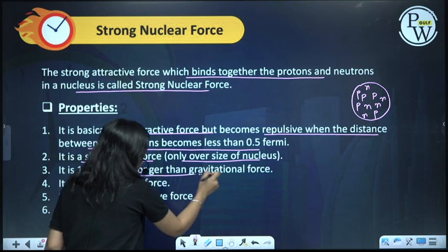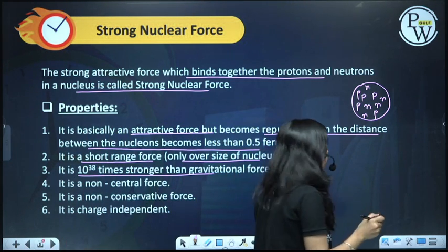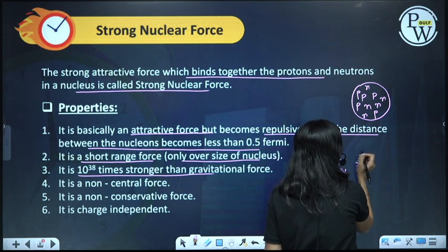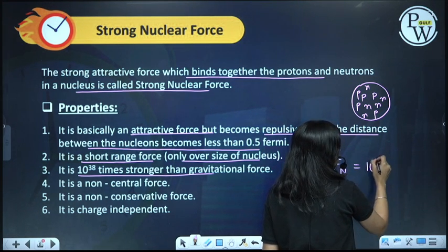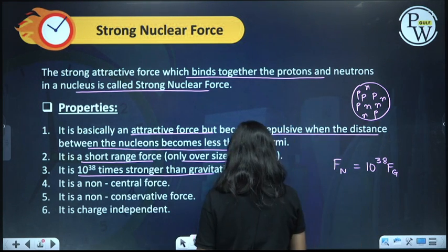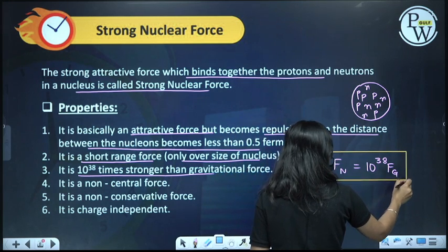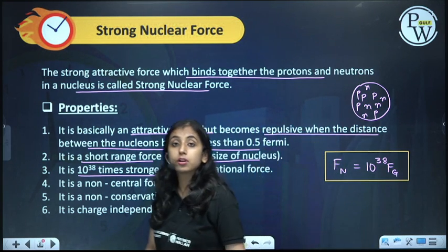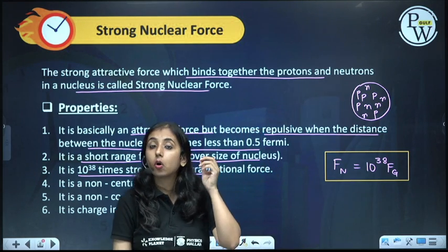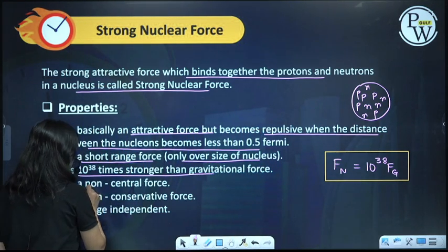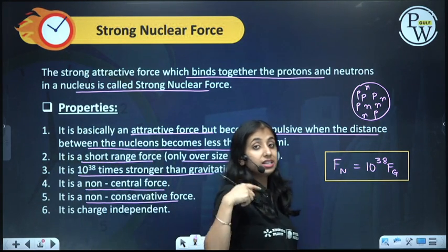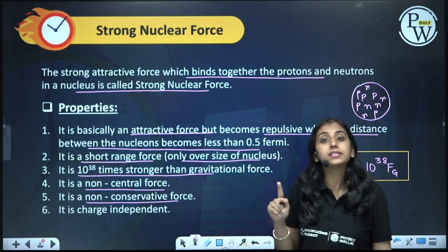Now the strong nuclear force is 10 raised to the power 38 times stronger than gravitational force. It is a non-conservative force. It is a non-central force. Neither is it conservative nor is it central.